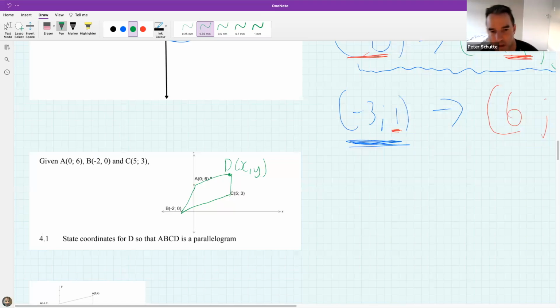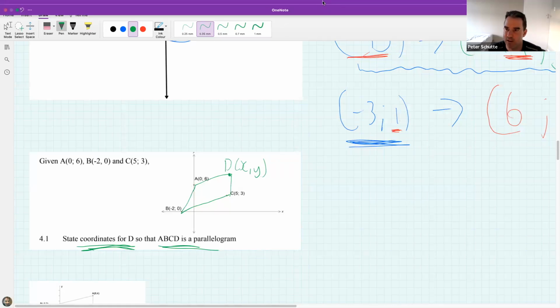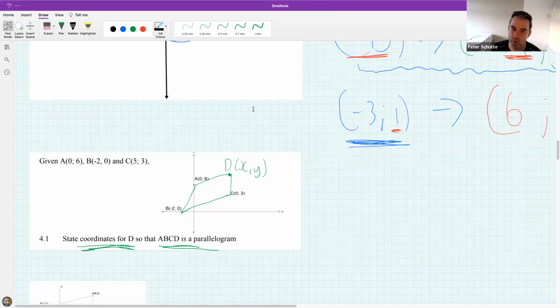Now, I want to figure out what, it says state the coordinates of D so that A, B, C, D is a parallelogram. I want to ask you, what are the 2 points I need to focus on first before I worry about D? Who has any ideas? In fact, maybe someone can come on and tell me. Who thinks they know what points I have to focus on first?